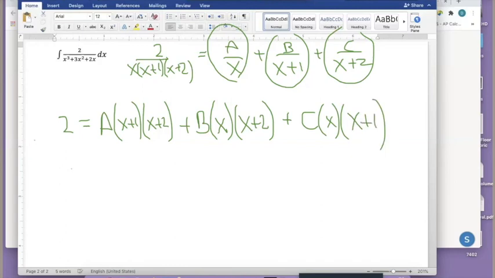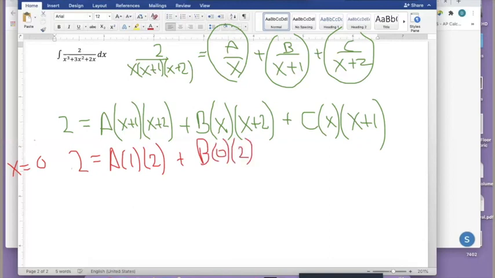And notice that each one of those A, B, and C coefficients, they each have 2 of the 3 denominator factors in them. So if I do let x equal 0, we're going to have 2 is equal to A times 1 times 2 plus B times, there's a 0, times 2, it doesn't matter what that is. And then we've got C times 0 times 1. So these guys go away, and what we're left with is that A equals 1.